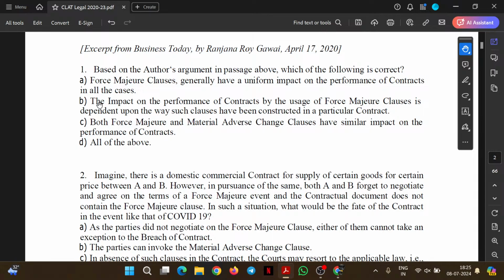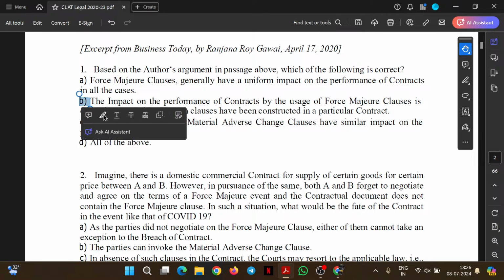The option says the impact of the performance of contracts by the usage of force majeure clause is dependent upon the way such clauses have been constructed, which is a good thing. He has not generalized anything, rather, the option leaves it upon the construction of the contracts to decide what the parties will do. Both force majeure and material adverse change clause have similar impact on performance of contracts. Nothing such was told to us. It might and might not. So, option B is the safest and the most accurate option that we'll go ahead with.